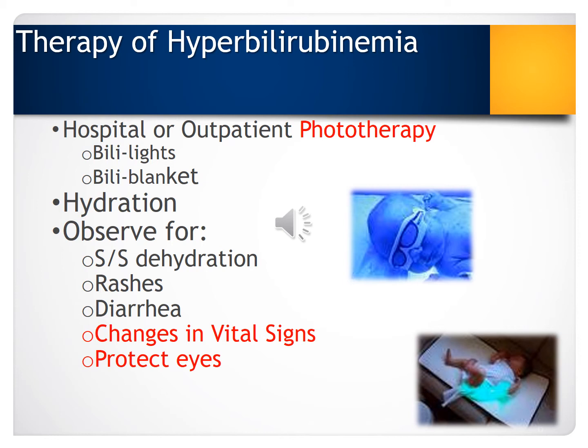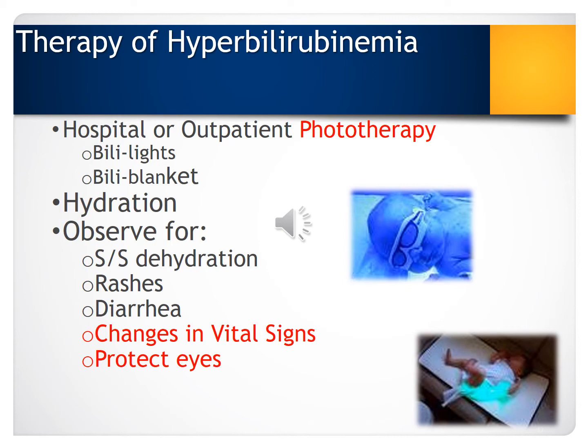So other things, changes in vital signs, we want to check the temperature because this baby is under a light and we don't want it to get too hot. Checking the skin, making sure that again it's still well hydrated, and again making sure that we protect the eyes from the lights. And not all babies are going to be cooperative with those little shades over their eyes, and so you want to make sure that you keep an eye on that, or talk to the parents and make sure that they do so as well.